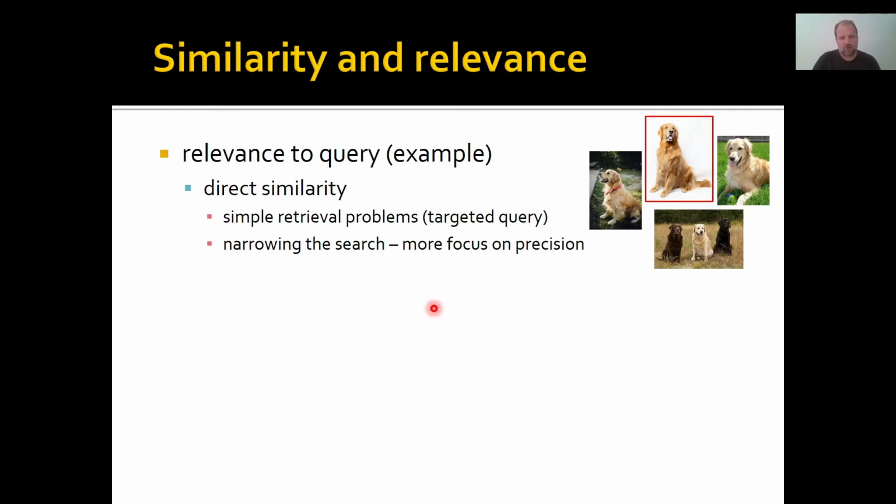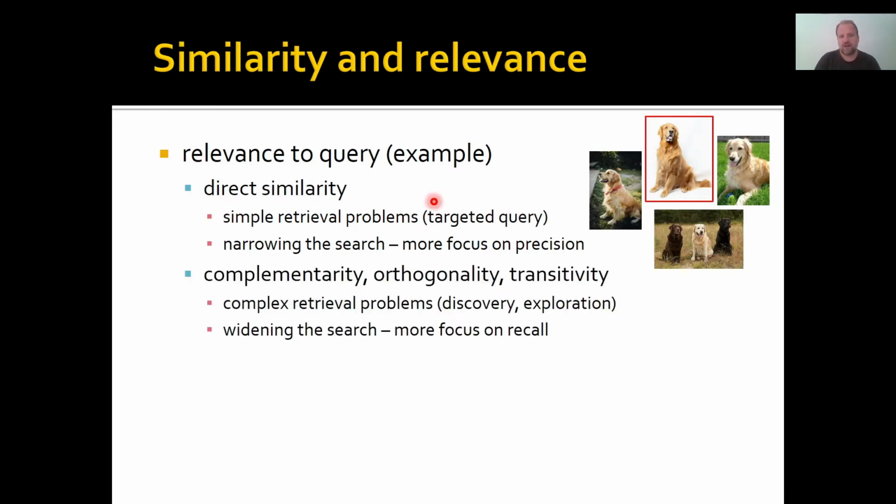But we would like to also have another concept of relevance that is not just direct similarity. We would like to capture other concepts that somehow contribute to relevance of data to a query, but it is not direct similarity anymore. It could be various kinds of complementarity of the individual results, orthogonality of results, and in turn some transitive similarity or relevance that exhibits some kind of transitivity.